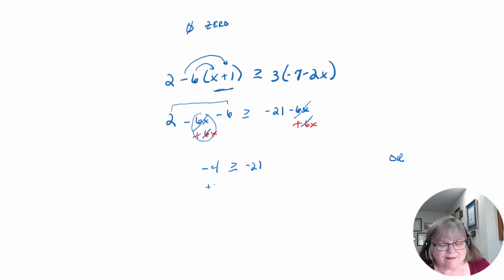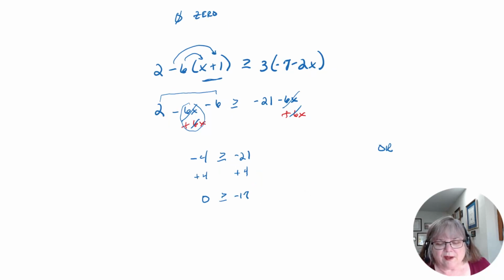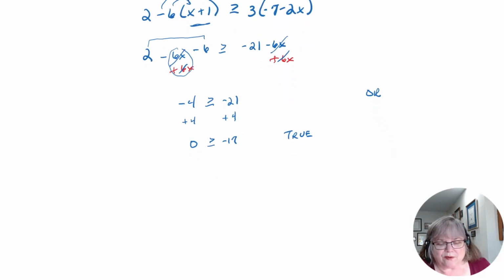Again, if you're like, I'm not seeing that, okay, you'd have 0 is greater than or equal to negative 17. So how often is 0 better than negative 17? All the time. Okay, so this is true. And when something is always true, instead of it being no solution, it's all real numbers. Any value for x would make this a true statement. It's true that the left-hand side is always going to be bigger than the right-hand side.